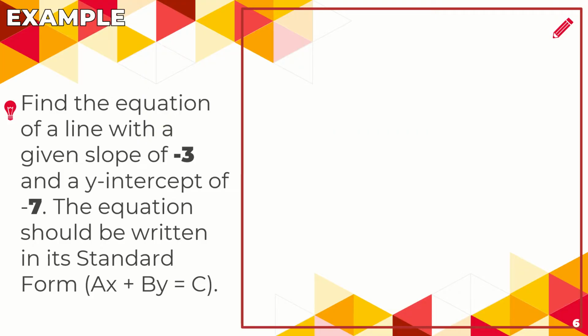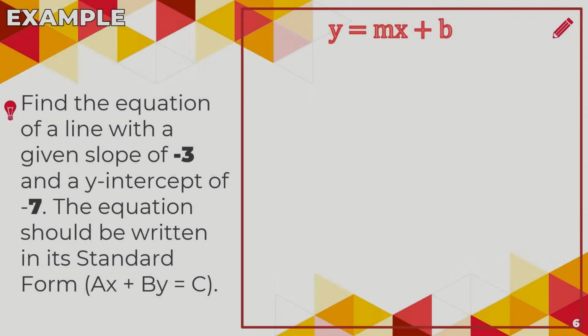We are asked to find the equation of a line with a given slope of -3 and a y-intercept of -7. The equation should be written in its standard form, ax plus by equals c. So the given data are the slope and the y-intercept. So obviously, we're going to use the slope-intercept form y equals mx plus b. The given data is the slope, which is -3, and the y-intercept, which is -7.